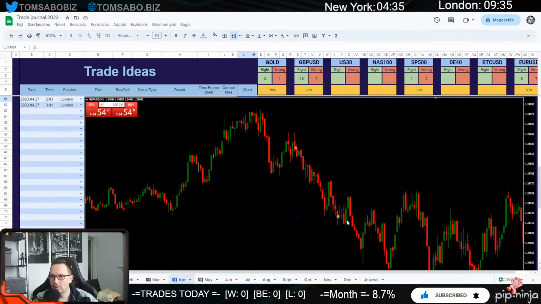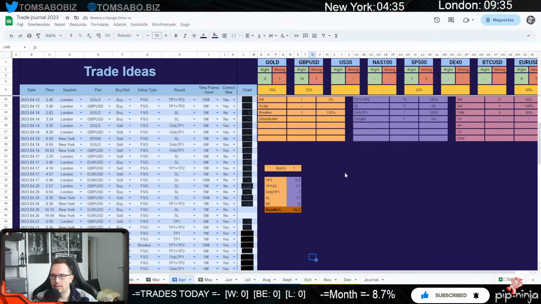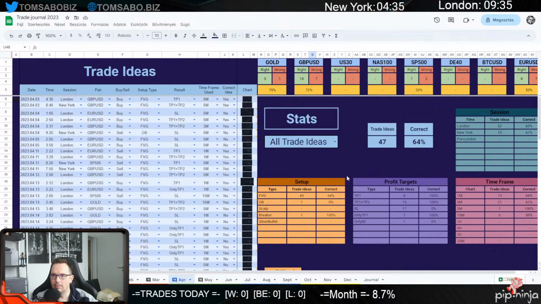Yeah, I didn't record the whole TP. Maybe this was just TP1. Stop loss was up here. First TP was down here. Move it up there. Yeah, after reaching TP1, I always move it to break even.